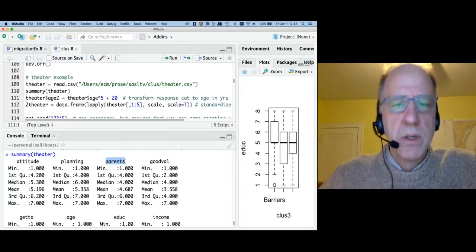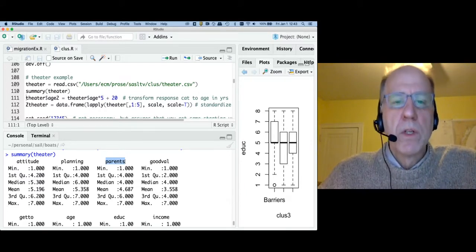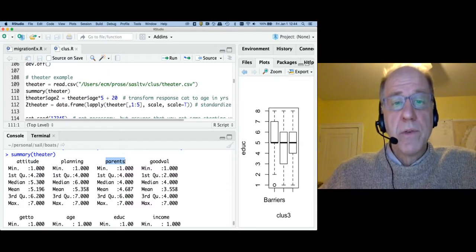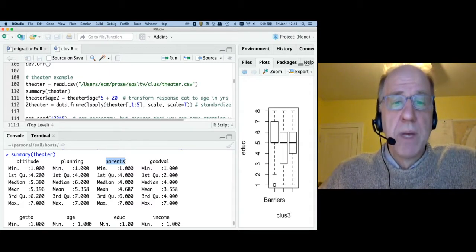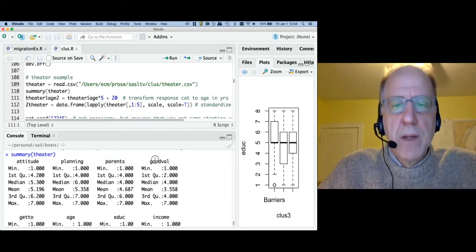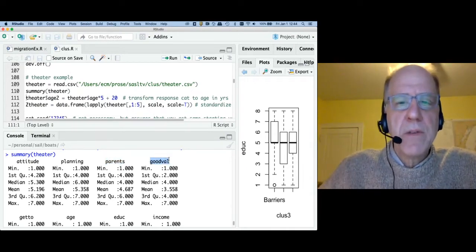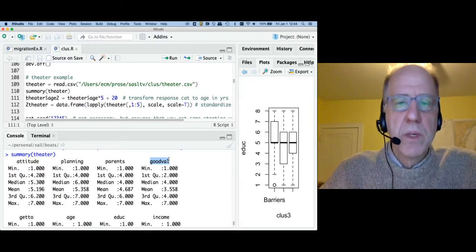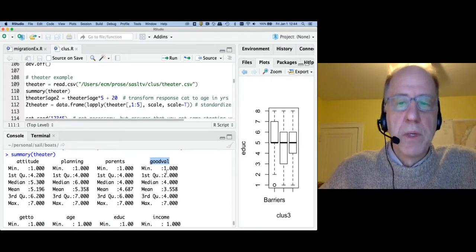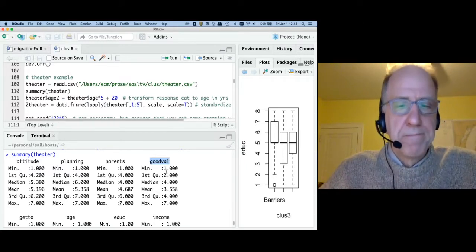Parents refers to the extent to which the subject's parents liked theater. So was their early socialization, was going to a live theater a normal thing to do? What we know is that if you've had such early socialization as a child, you're more likely to be doing it as an adult. Good value is the perceived value. So high values mean you think theater is a good value for the money, whereas a low value on this means you don't think it's a good value.